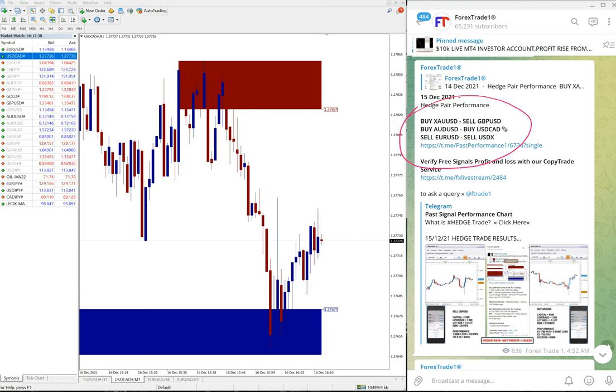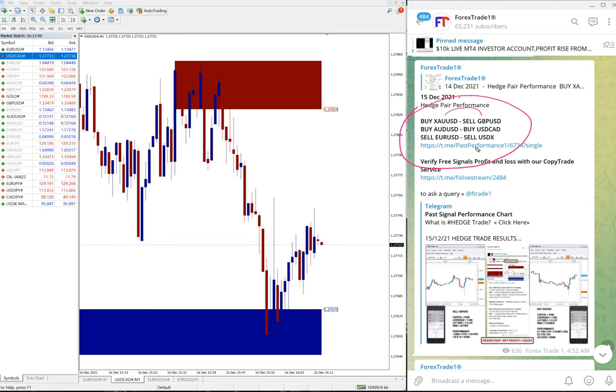First is XAUUSD with GBPUSD, which is buy XAUUSD, XAUUSD is gold, buy gold against sell GBPUSD. And then buy AUDUSD against buy USDCAD, then sell EURUSD against sell US dollar index, that is USDX. So this is how the hedge trading or hedge pairs work.